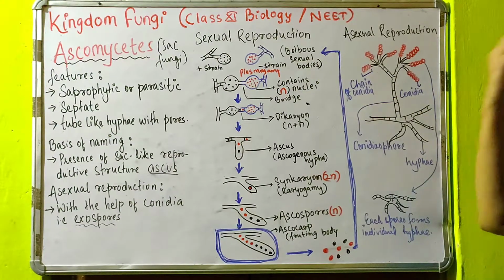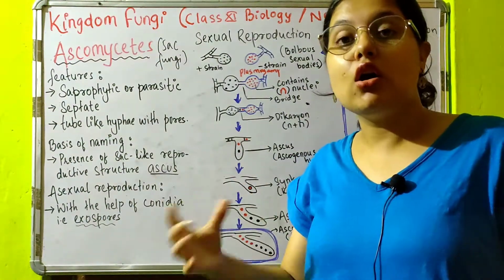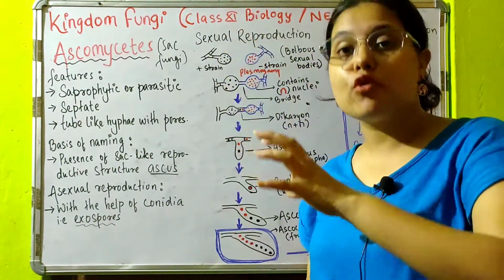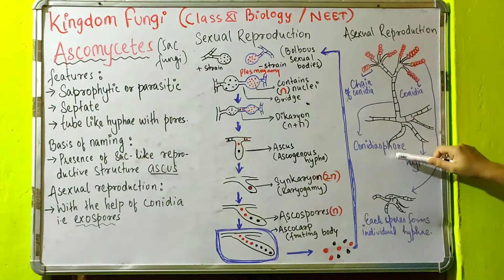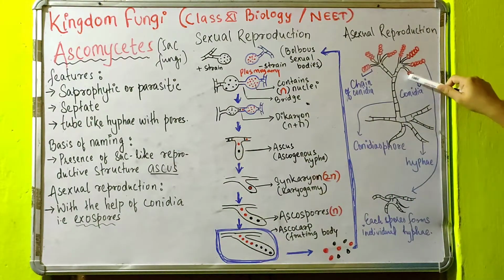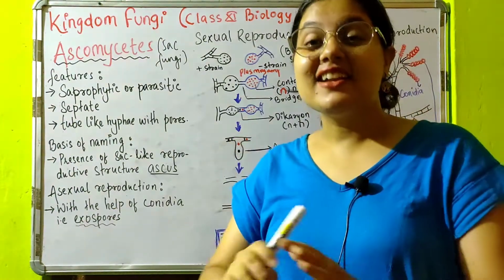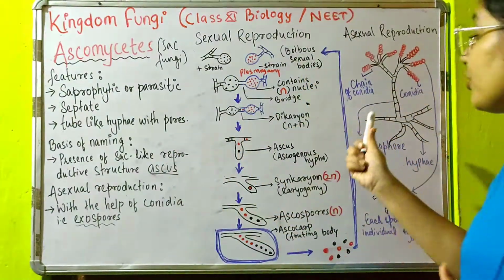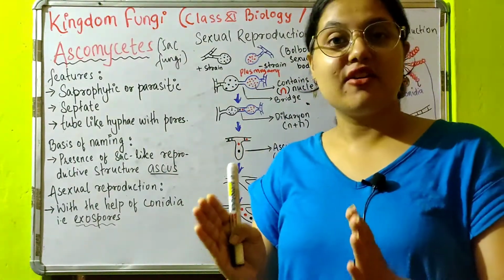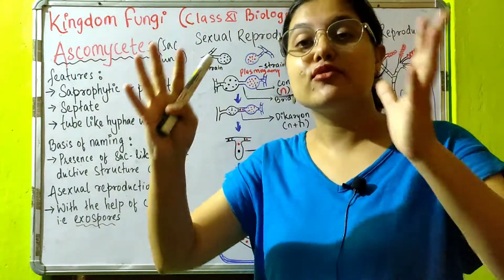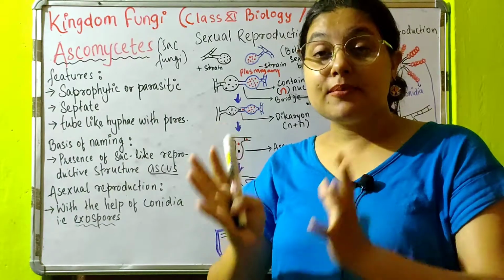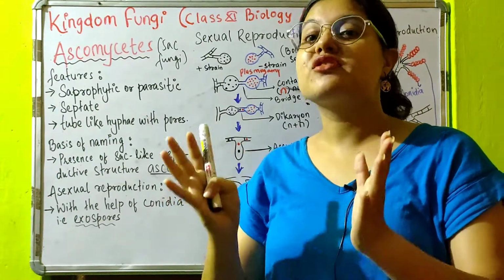When we studied zygomycetes we saw the sporangiophore. At the top of the sporangiophore there was a sporangium, but here there is a conidiophore, and at the top of the conidiophore there are conidia. The only difference is that inside the sporangia there were spores, but the conidia are themselves spores. The conidia are not enclosed by any kind of bag-like structure; they are exposed outside.